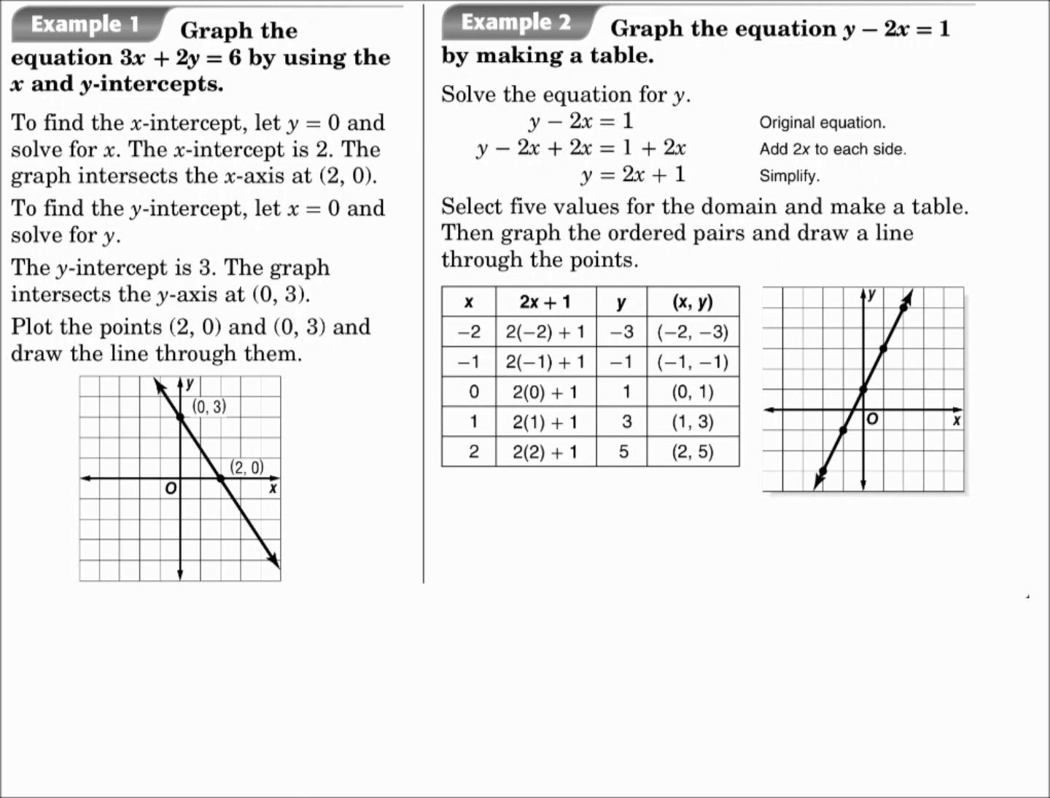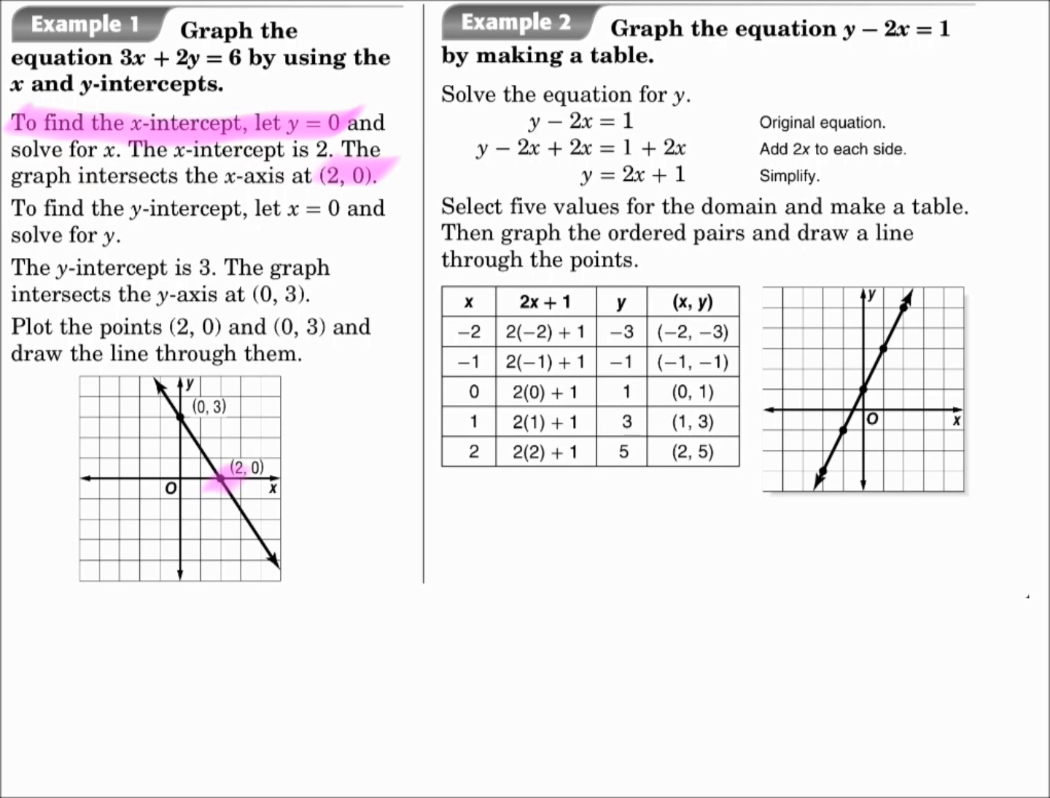Example 1. Graph the equation 3x plus 2y equals 6 by using the x and y intercepts. Well, to find the x-intercept, let y equal 0 and solve for x. If y is 0, you have 3x equals 6. Divide by 3, x is 2. So the x-intercept is going to be 2.